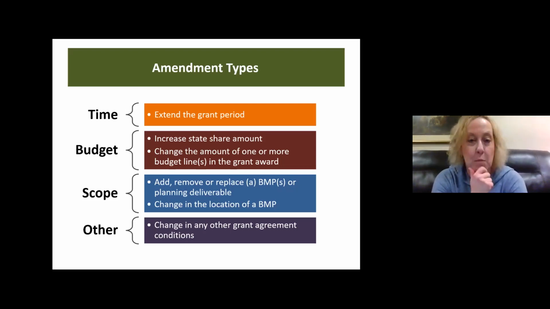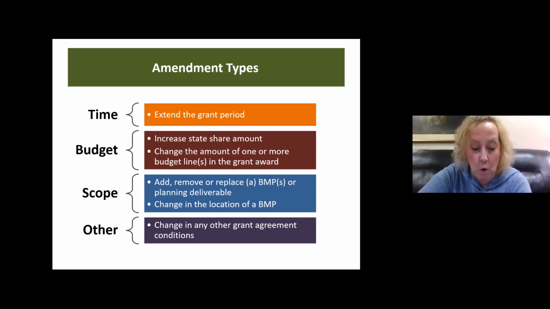The first kind and the most common kind that we see are time amendments, essentially that extend the length of the grant period. NR 153, our guiding code, establishes that grant projects are 2 years for small scale projects and 3 years for the large scale projects, with a possible 1-year extension. So extending the grant does require an amendment.